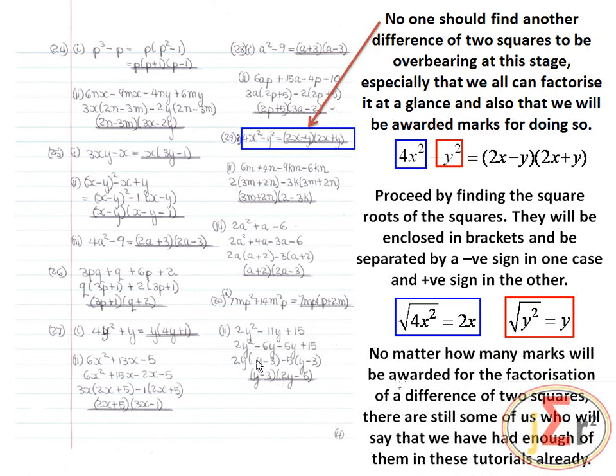No matter how many marks will be awarded for the factorization of a difference of two squares, there are still some of us who will say that we have had enough of them in these tutorials. No matter how many marks are awarded, some students and some mathematics campers will imagine or would want this one to be the last one that we have seen. But I am just going through the tutorials. All of the problems that we have here will be solved.